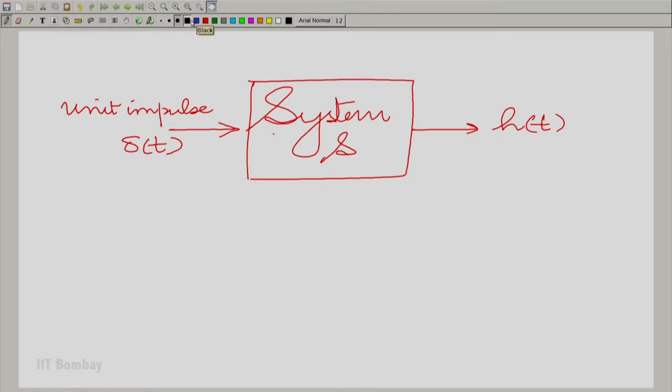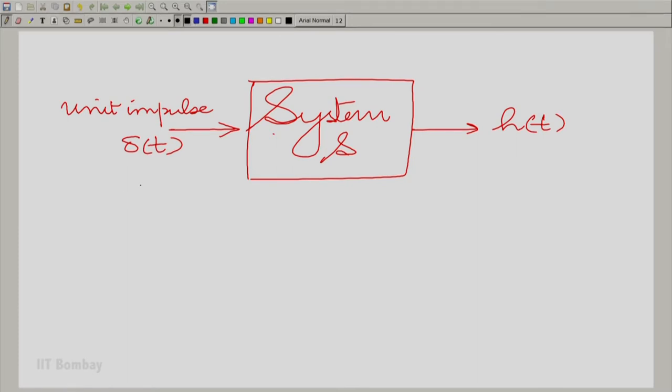For example, suppose you have a trivial system, one that just puts out what it takes in. In that case, h(t) would be equal to delta(t). So, an identity system would have an impulse response equal to the impulse. So, generalized functions are not unknown in impulse responses, but it is not necessary that every impulse response have generalized functions or impulses in them. Anyway, coming back again to this.